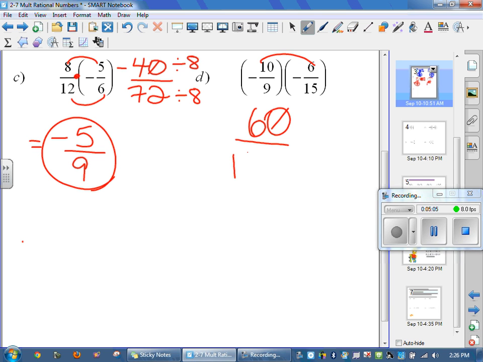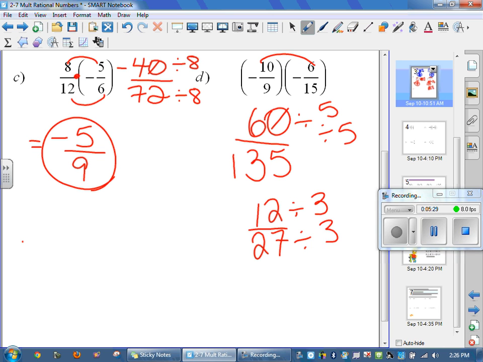135. Good. Now, one of them's ending in a 5, one's in a 0. We're going to start dividing by 5s. So they both can divide by 5 a couple times. If we divide by 5 the first time, what do we get? 12 over 27. Now, what can we divide by again? 3. Good. Now we're going to divide both of those by 3. So we're going to get 4 over 9. Perfect. Final answer. Well done, everybody.